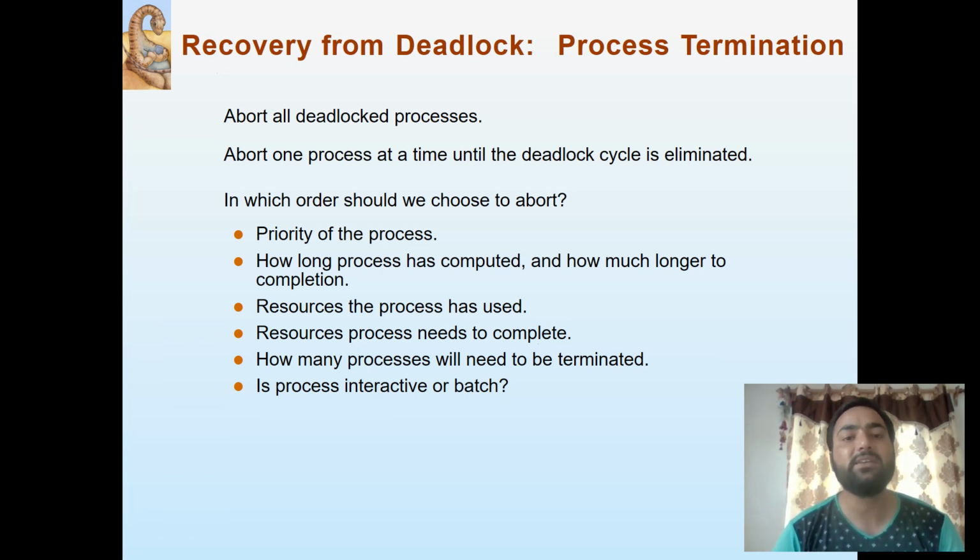Then we have to identify कि प्रोसेस ने कौन कौन से रिसोर्सेज जो है वो यूज कर रखे हैं. Then we have to identify resources the process needs to complete. हमें ये आइडेंटिफाई करना पड़ेगा वो रिसोर्सेज जो उस प्रोसेस को आगे कंप्लीट होने के लिए चाहिए. Then we have to identify how many processes will need to be terminated. हमें ये आइडेंटिफाई करना टोटल कितने नंबर ऑफ प्रोसेसेस हमें टर्मिनेट करने पड़ेंगे. भाई ऐसा तो नहीं कि सारी की सारी करनी पड़ेंगी, तो फिर हम क्या करें, एक साथ ही सभी को कर दें. Why to waste the resources and time.